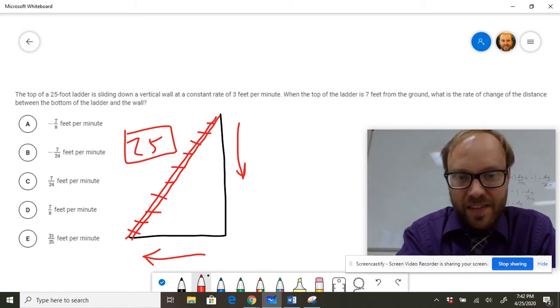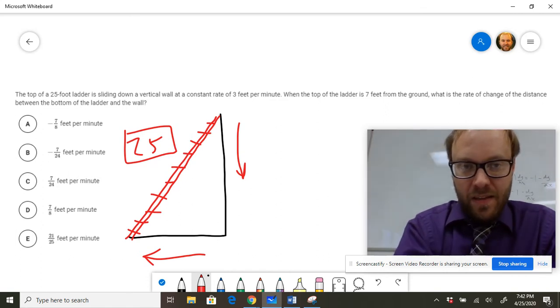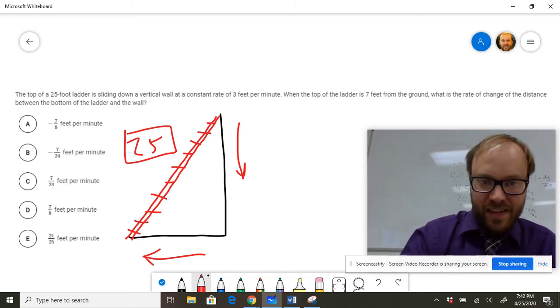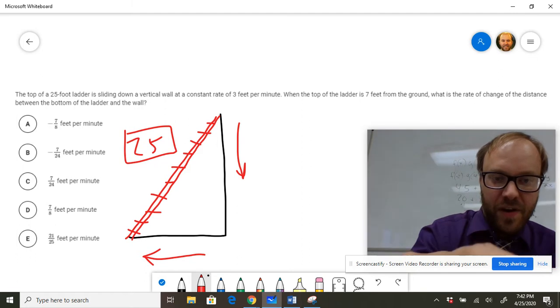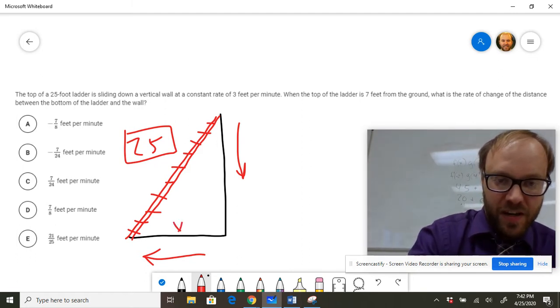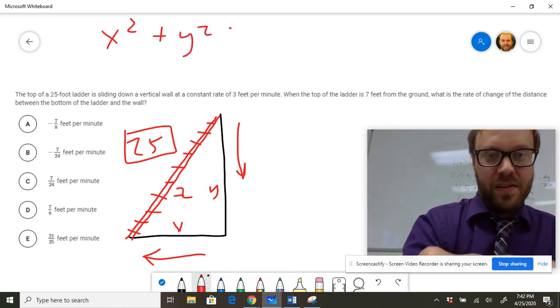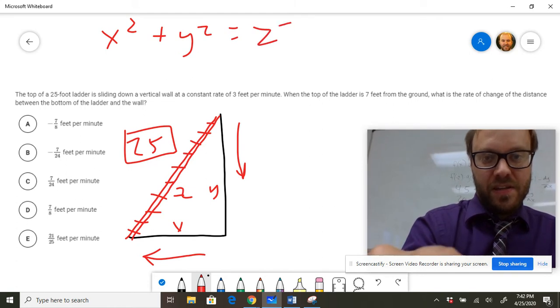So you have different lengths here, and they give you those kinds of things. And so you have to come up with an equation to link these things. We're talking about lengths of sides of a right triangle, so I'm going to use the Pythagorean theorem here. I'm going to call that side x, I'm going to call that side y, and I'm going to call this other side here z. And so we know that x squared plus y squared is equal to z squared.